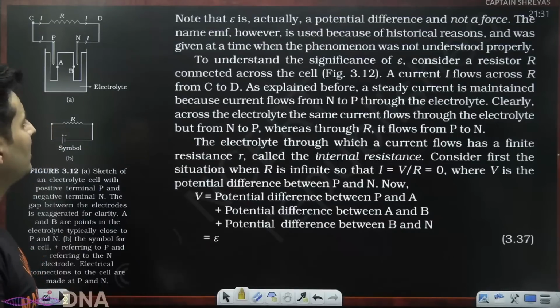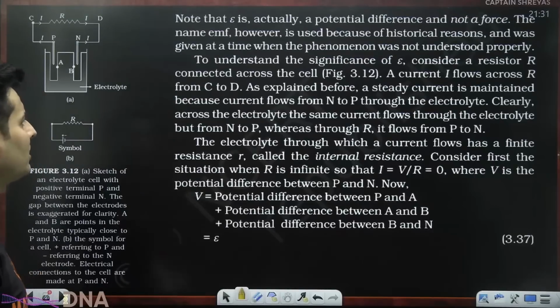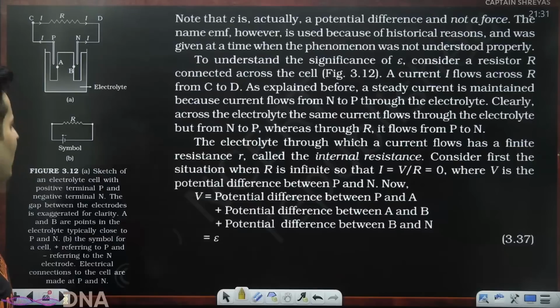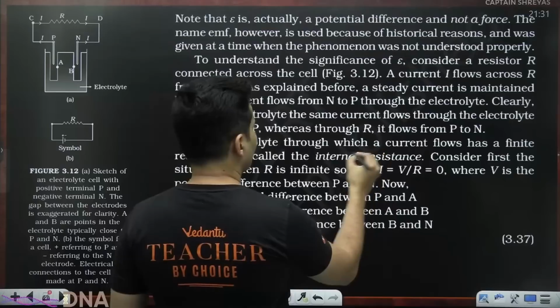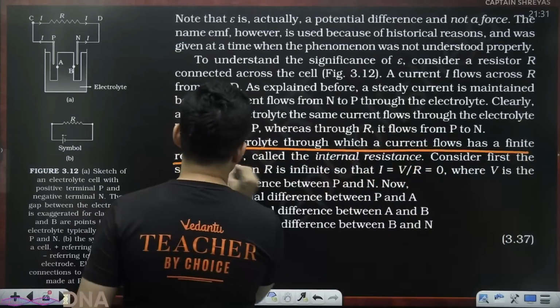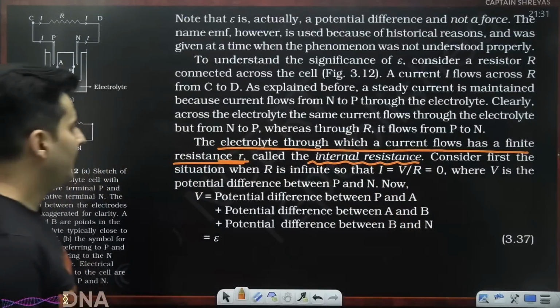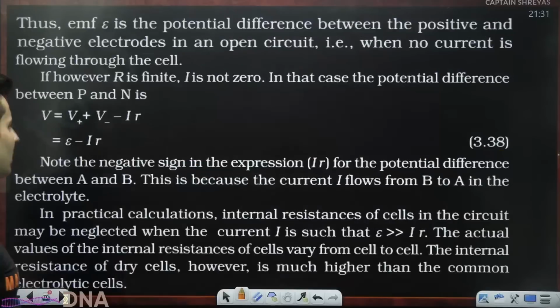To understand the significance, consider a resistor. As explained before, steady current is maintained because of the current which flows across the electrolyte. The electrolyte through which the current flows has a finite resistance r, which is called the internal resistance. Okay, this is again an important point. Where V is the potential difference between P and N, the potential difference between P and A, and between A and N.